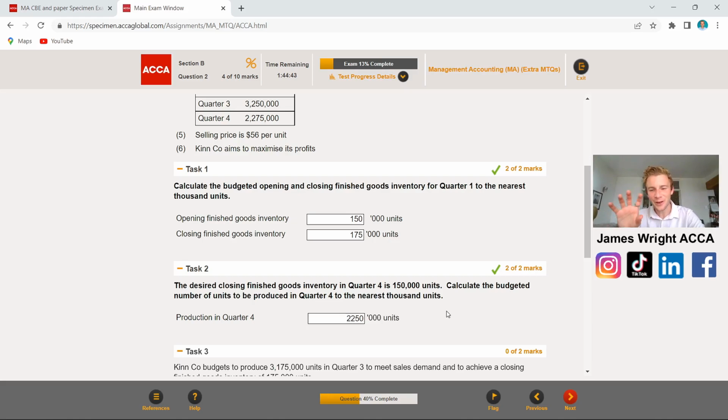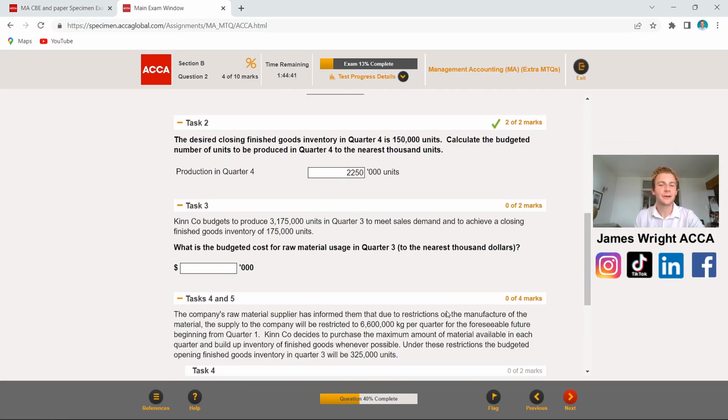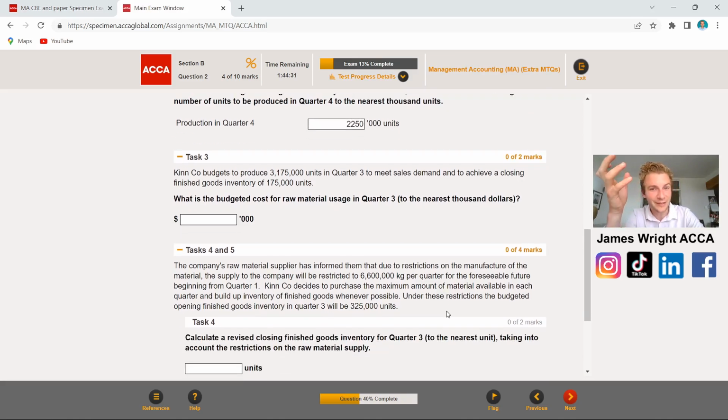It's quite difficult when you're going one to the other on there, but I hope it's coming across. You know, just try and walk and talk it through what's happening in each of the different scenarios. Because one of the main areas that students fail this exam, as we talked about, is just not understanding what's going on in the question. Task 3. Kinko budgets, and again, be careful with budget and what actually happened, to produce 3,175 units in quarter 3 to meet the sales demand and to achieve a closing finished goods inventory of 175,000 units.